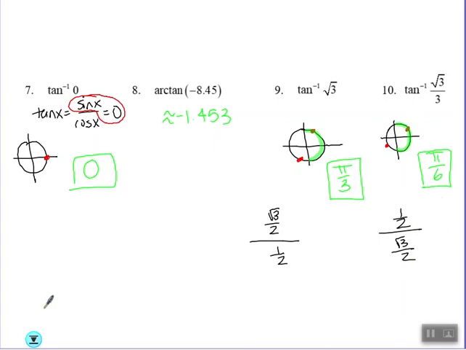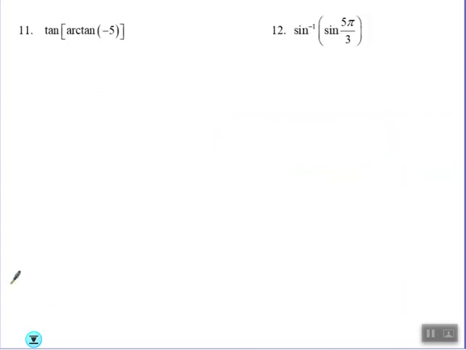Now let's look at a couple more complicated examples. If we want to know the tangent of arctangent of negative 5, we could find the angle with a tangent of negative 5 and then take its tangent, but we'll just end up at negative 5 again. So these are inverse functions. We end up with negative 5.